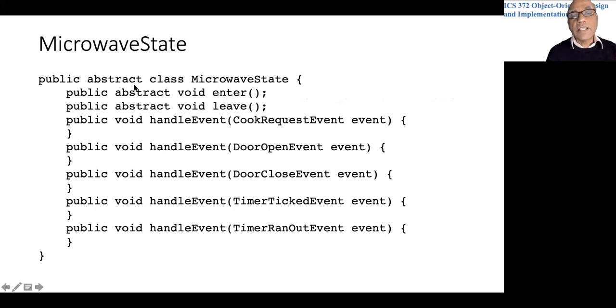So the context has one method for every event except the timer events, but the microwave state class has a handle event for every event, including the timer events. And the enter and leave methods are abstract, as we have seen in the UML diagram.